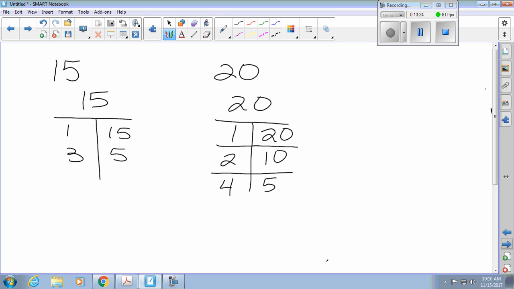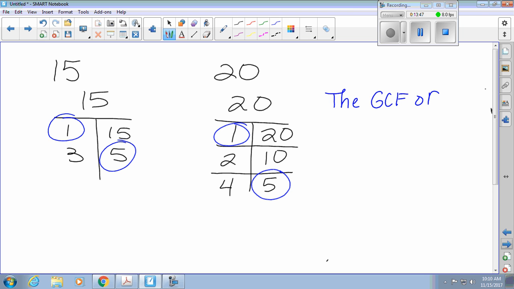Let's circle the common factors. So what should we circle? Jasmine? 1. And what's the other one, Caleb? 5. Very good. And just double check. Are there any more? No. So what's the GCF? Yep, so that's right. The GCF of 15 and 20 is 5.